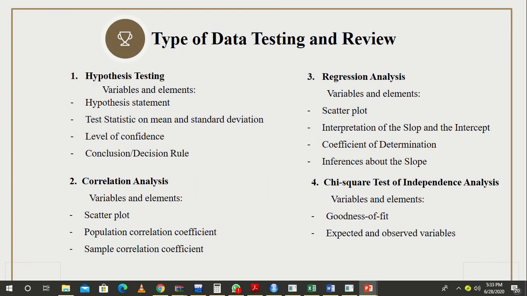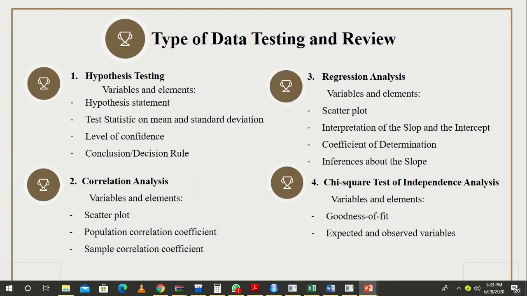All right, there is the type of data testing and review. I have used several statistical tests to analyze the survey data. First of all, I have tested with hypothesis testing and correlation analysis. Third is regression analysis, and fourthly is the chi-square test of independence. We will see more detail in our next slide.